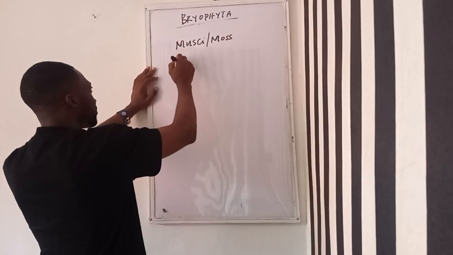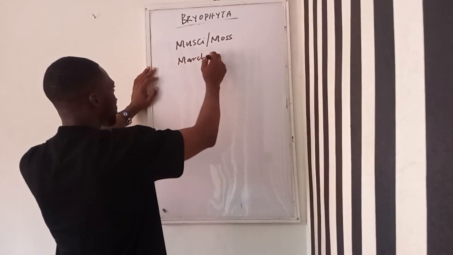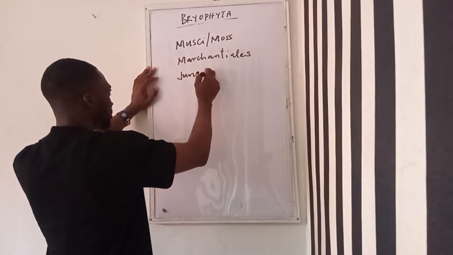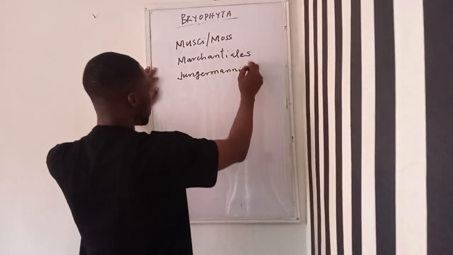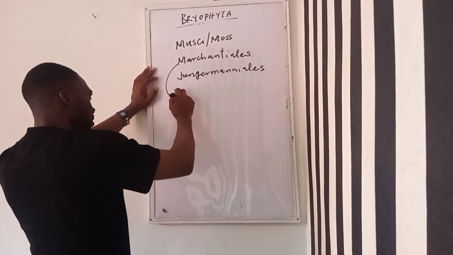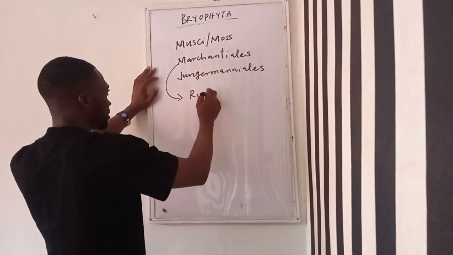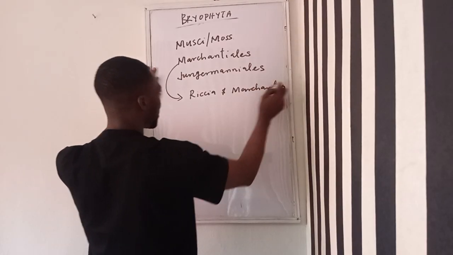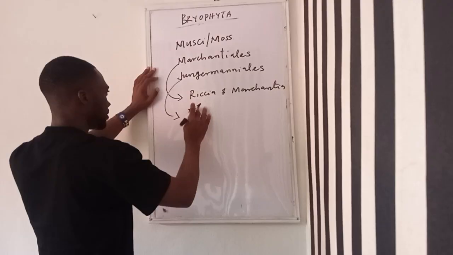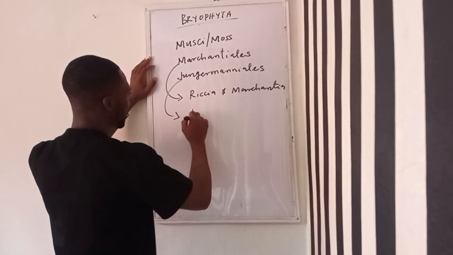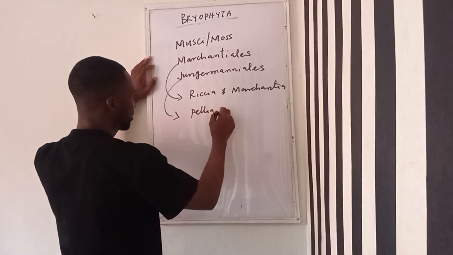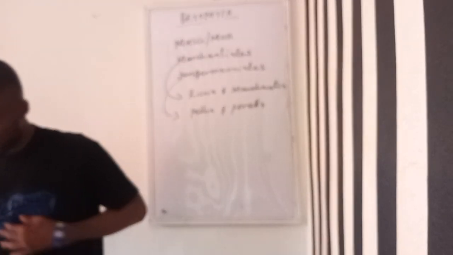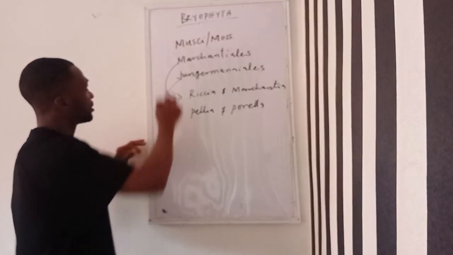This has two orders: Marchantiales and Jungermanniales. The Marchantiales is made up of Riccia and Marchantia. Then Jungermanniales is made up of Pellia and Porella. This is the first class.